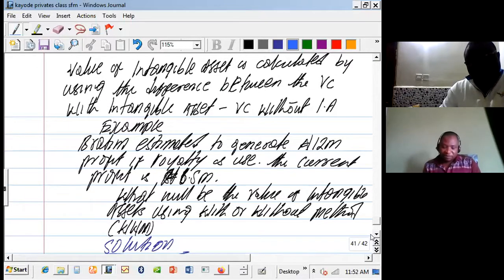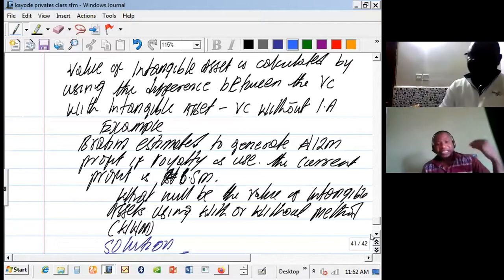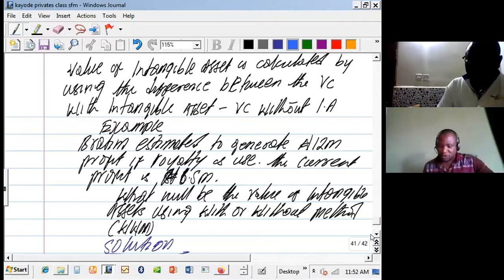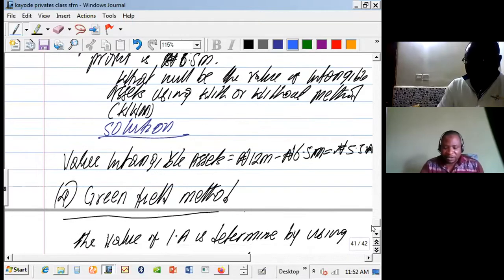Bratton is estimated to generate 12 million profit if royalty is used, and the current profit is 6.5. So Bratton is not using royalty; they are estimating to generate 12 million if they use royalty. So what will be the value of the intangible asset using the with or without method, WWM? We now look at the value of the intangible asset: 12 million minus 6.5 million. 12 million with intangible assets and 6.5 million without. That's the value without intangible asset. We now have 5.5 million.